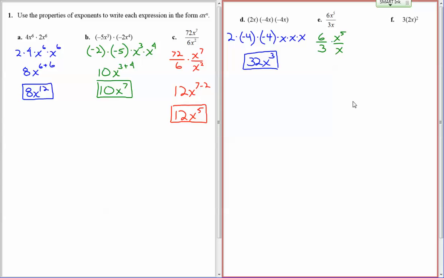6 divided by 3, and x to the fifth divided by x. So 6 divided by 3 is 2. 5 minus 1 for the exponent, so 2x to the fourth. And on F, you've got to do the exponents first. Remember, this is 2x squared, so it's 2 squared and x squared, which is 4x squared. Then I can multiply it by 3, which is 12x squared.